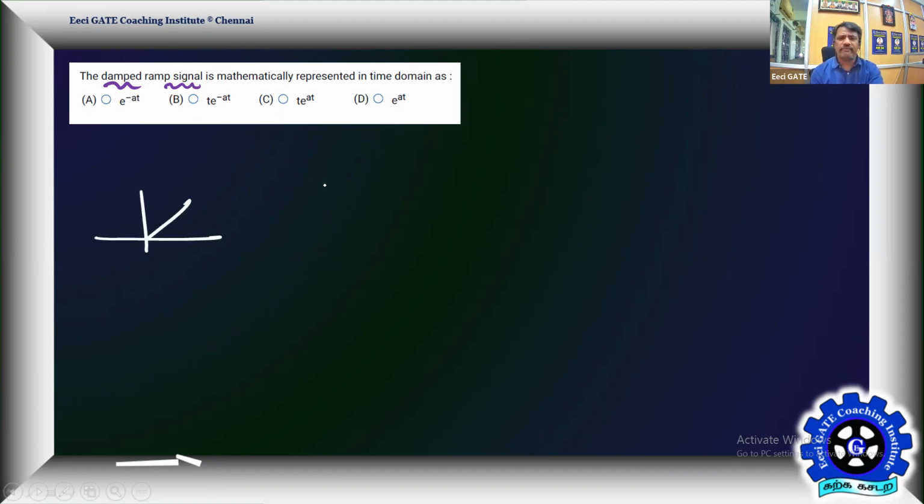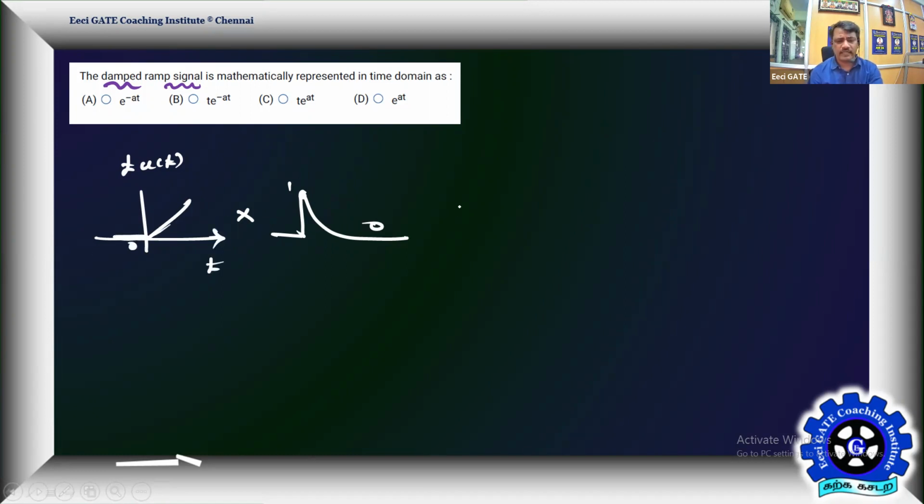Damped means we have a finite friction. Finite friction means exponential decay. Probably you'll feel this is t into u of t, and you can have an exponential decay signal. So it's a product of ramp and an exponential decay, which can be called damped. Exponential decay falling from 1 to 0, and this is going from 0, that's your ramp, for t greater than 0.